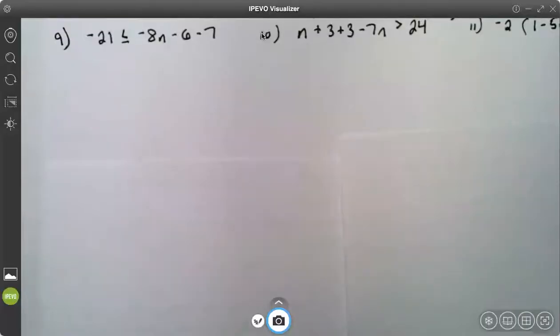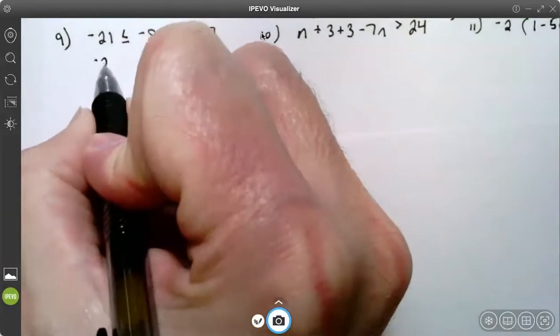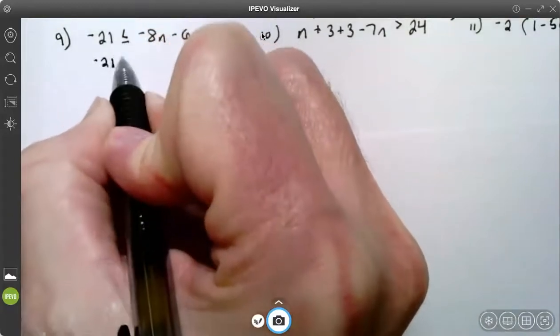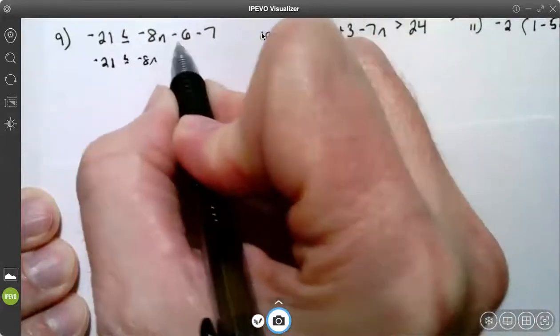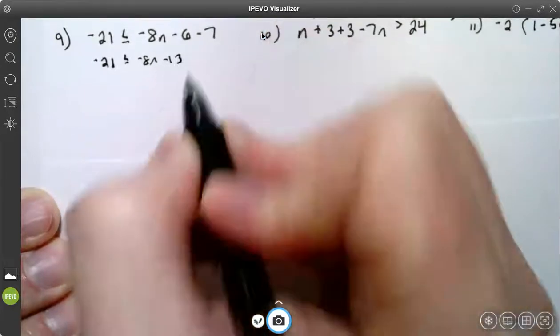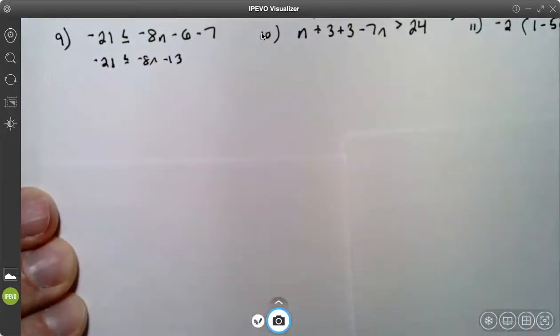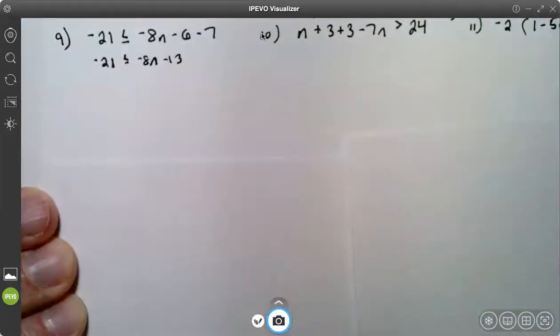Number 9 involves simplifying. You have to simplify both sides before you start solving it. Do number 9. On number 9, the left side is already in simplest form. Bring my symbol down, bring my -8n down. Combine like terms. -6 plus -7 is -13. Step 1, simplify, done. Step 2, variable on one side. It already is. Step 3, variable by itself.